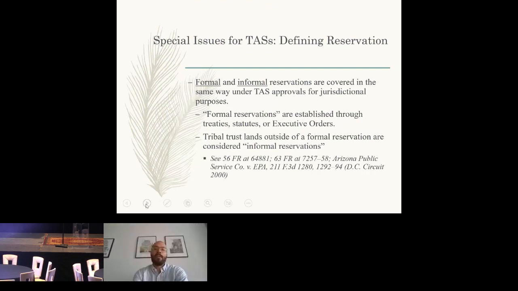Thank you, Tom. So now I'm going to get into the meaning of the reservation for purposes of TAS. We consider the formal reservation to be the area in which the tribal governments have jurisdiction or authority to implement a regulatory program under the scheme, but the tribe could also have authority to regulate a certain program in areas on tribal trust land that are outside the formal reservation. We call this the informal reservation, and it just means that tribes could regulate programs on lands outside the reservation and apply for TAS for those lands. So we treat the formal reservation and the informal reservation the same for purposes of TAS. Next slide.